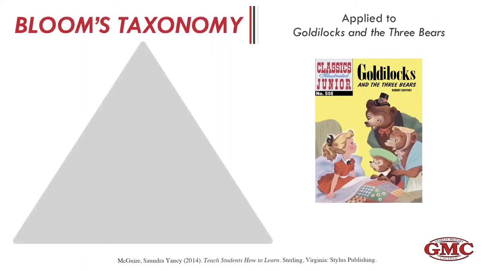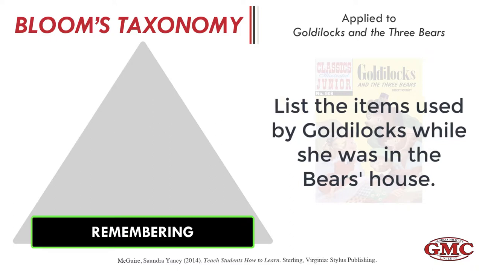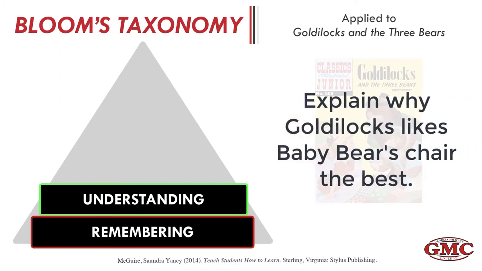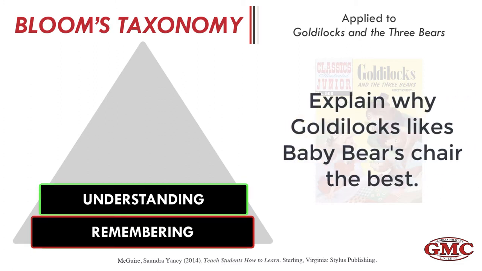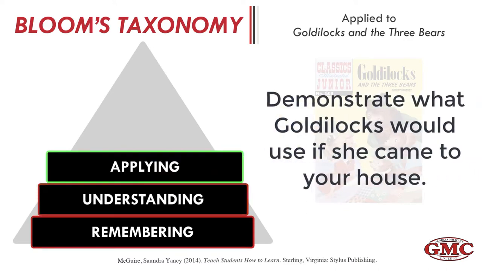Let's explain Bloom's taxonomy using Goldilocks and the Three Bears. Remembering is if you can list the items used by Goldilocks when she was in the bear's house. You're able to demonstrate understanding if you can explain why Goldilocks likes Baby Bear's chair the best. You demonstrate applying if you can demonstrate what Goldilocks would use if she came to your house.